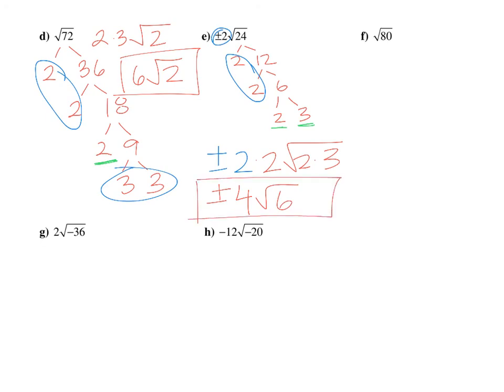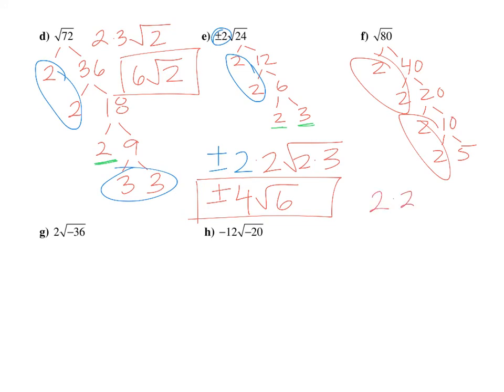Done. All right, for the next one I have 2 times 40, 2 times 20, 2 times 10, and 2 times 5. All right, I have one pair of 2s. I have another pair of 2s. So I have one pair of 2s, so I pull out a 2. I have a second pair of 2s, so I pull out another 2. And I'm left over with the 5 inside the square root. Simplifying that, I get 4 square root of 5. Done. All right, 2 more examples.